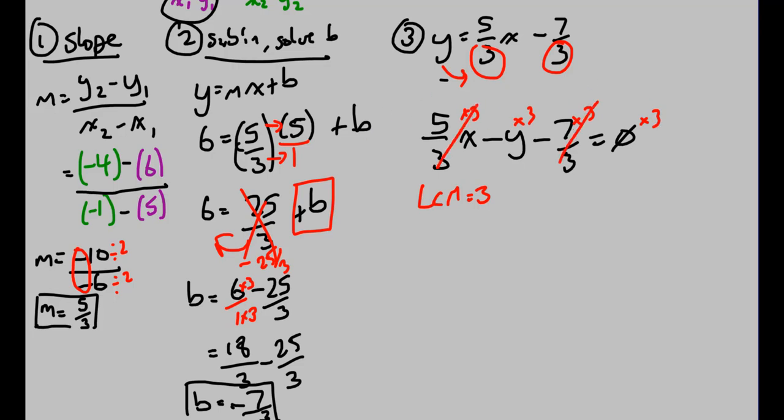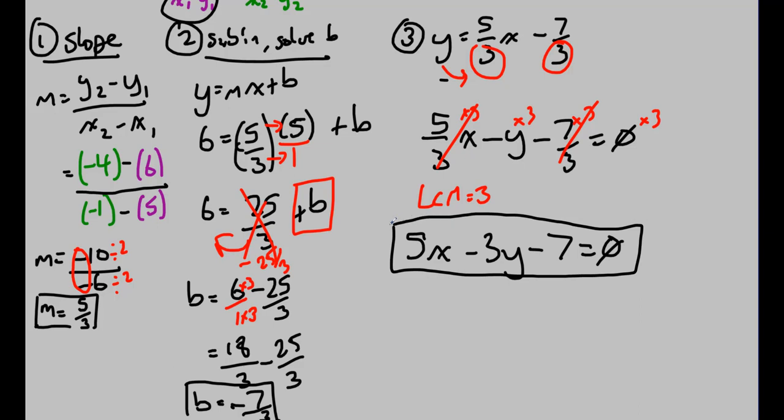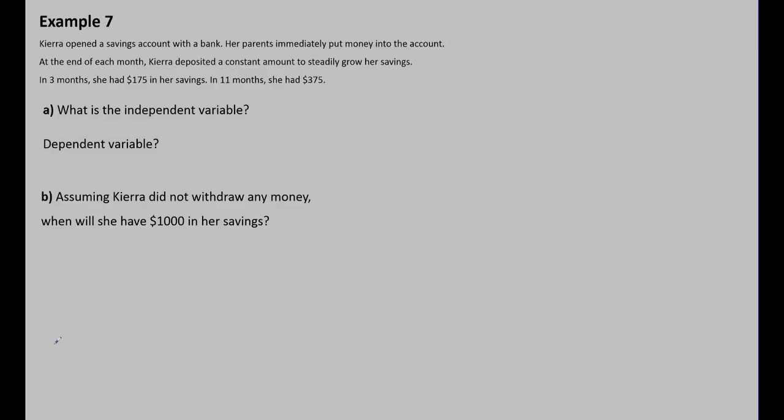Luckily, they're all the same denominator. So I'm left with 5x minus 3y minus 7 equals 0. And my fractions are gone, my x is positive, and everything's in the right order. And the last example is a simpler word problem.